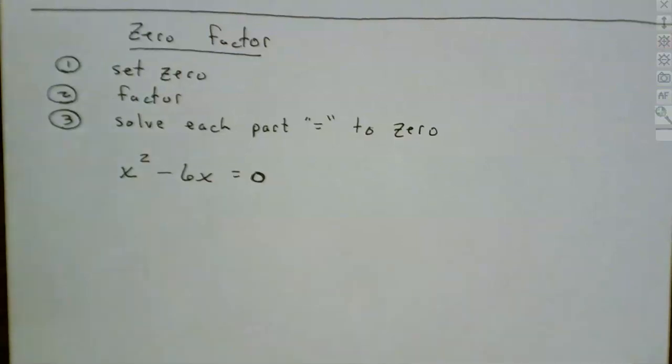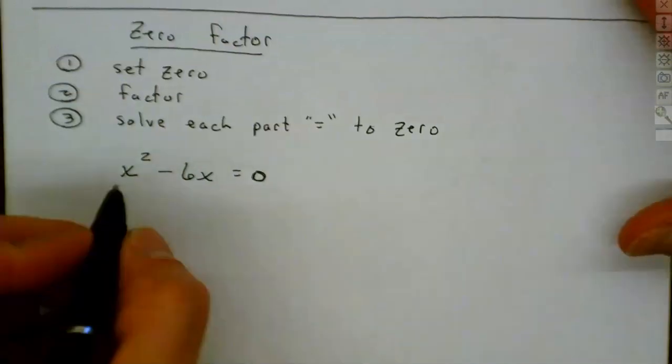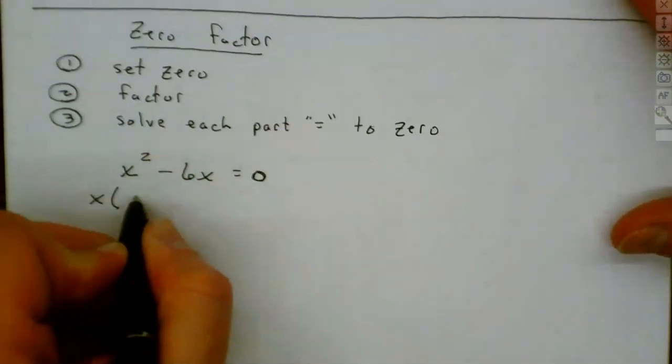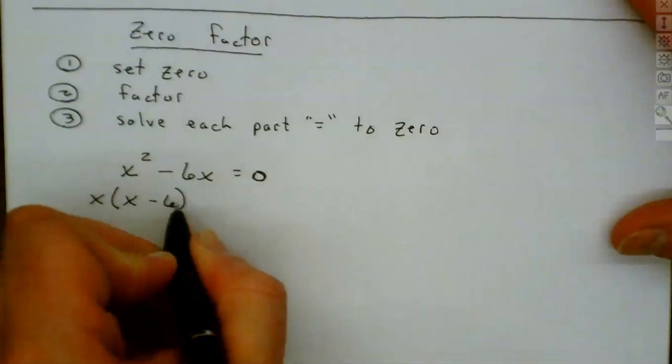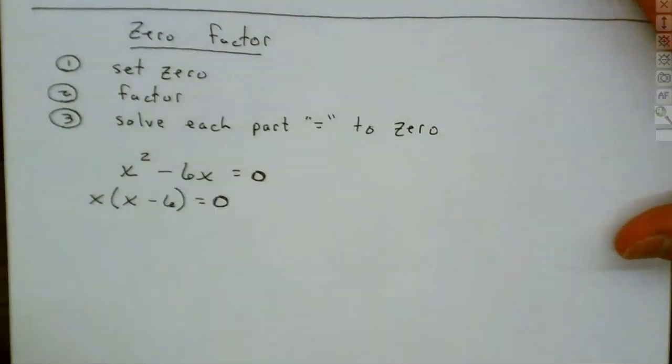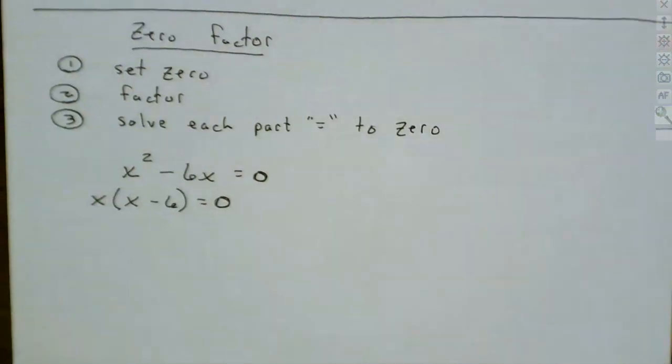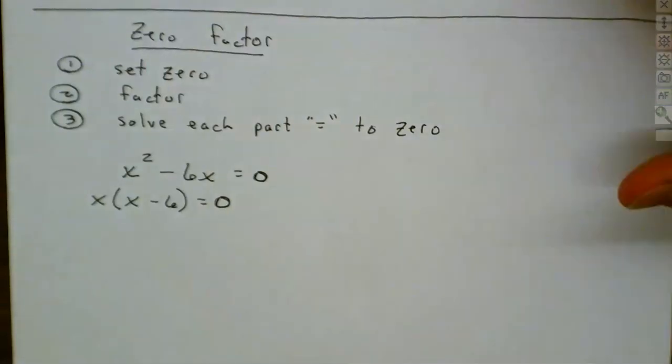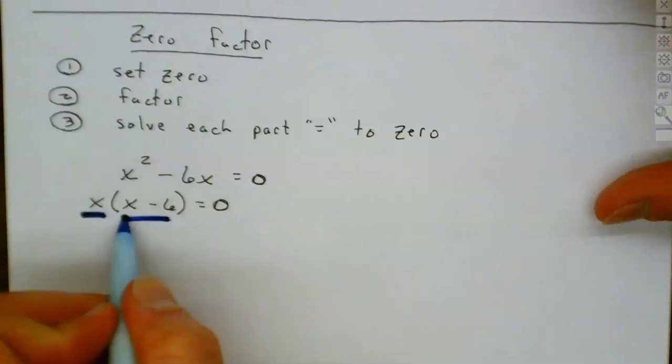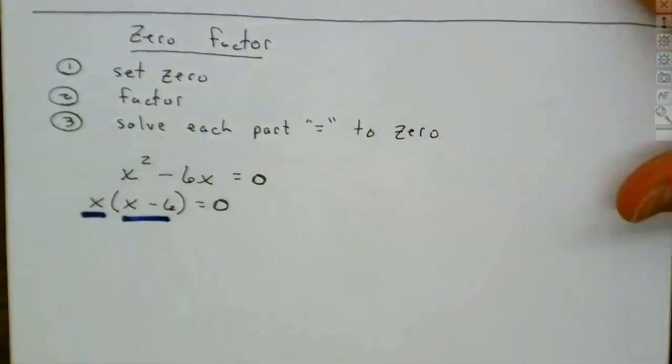Now, what we need to first do is set it to 0, which this one is, and now we need to factor. So we're going to factor an x out of here. So we factor that x out. And now we're going to get our 2 solutions. So the parentheses separate the 2 parts. So what 2 parts do we have here?